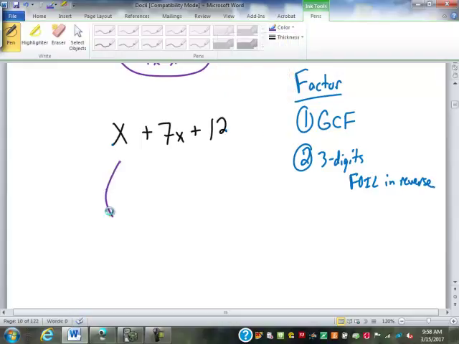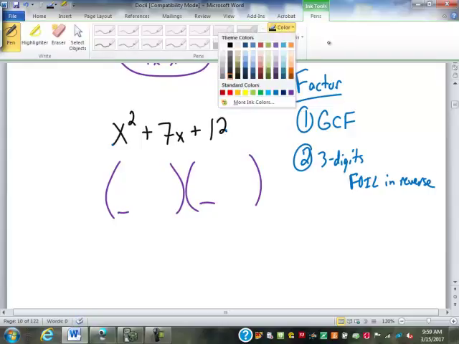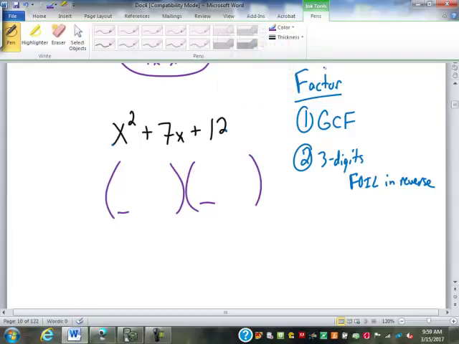So let's go ahead and do that. We know that these first digits have to multiply to make, wow, I really messed that up. That should be x squared, shouldn't it? It really is going to be one of those days. We know those first 2 digits have to multiply to make the x squared. So what do they have to be? X times x, right? To make x squared.